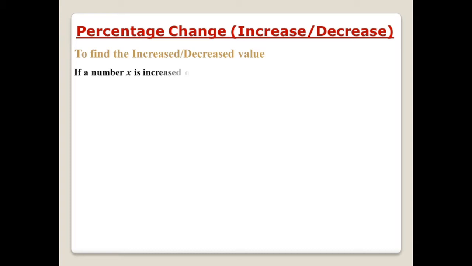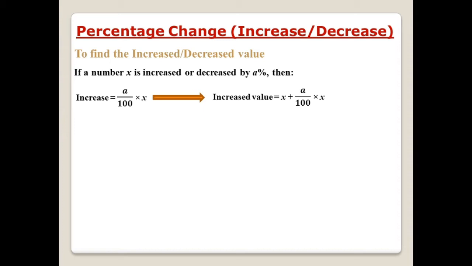For this, see if a number x is increased or decreased by a%, then the increase is a over 100 multiplied by x, and the increased value is x plus a over 100 multiplied by x. If you take LCM of the expression, you can see it is 100 plus a over 100 multiplied by x.